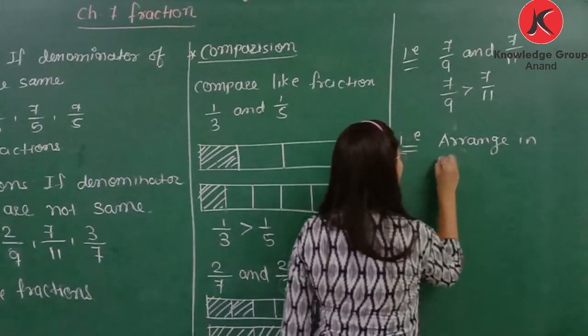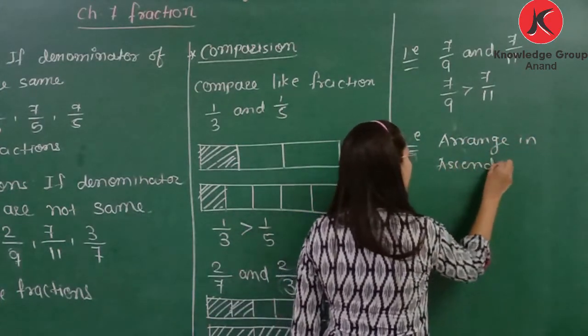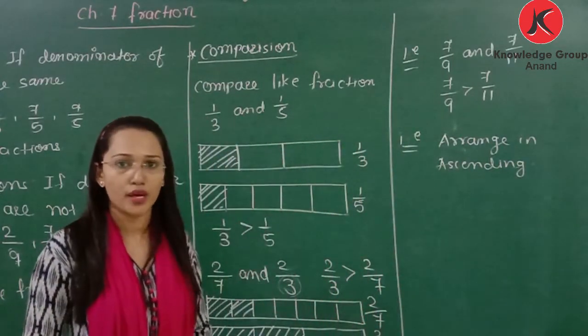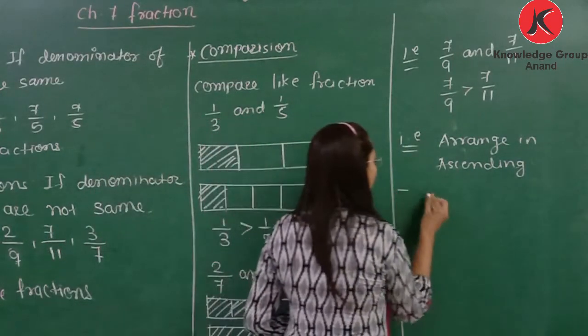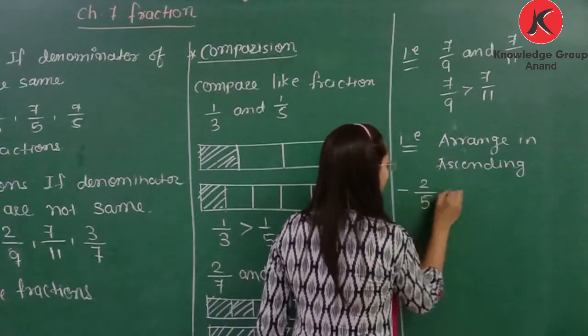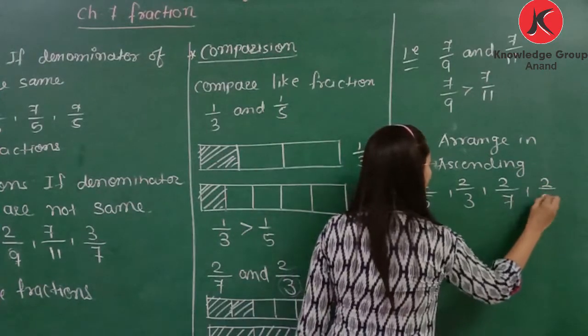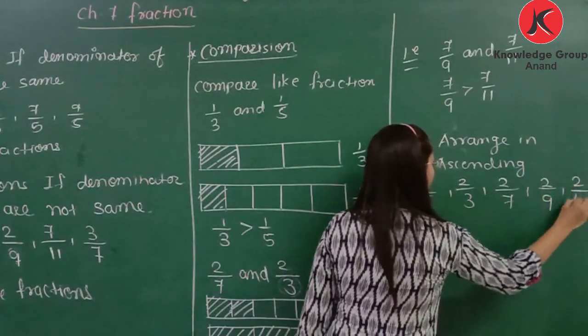Arrange in ascending order. If this kind of example is there, ascending means what? It is about the comparison. So let's take an example: 2 by 5, 2 by 3, 2 by 7, 2 by 9, 2 by 5.